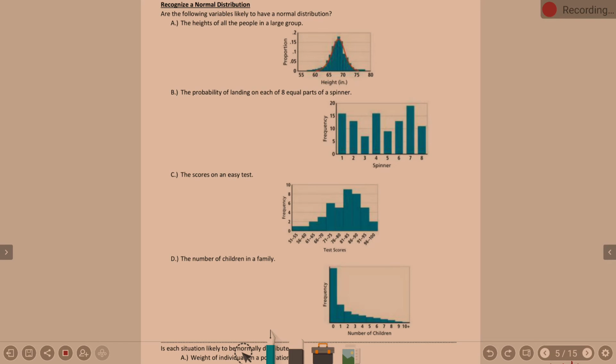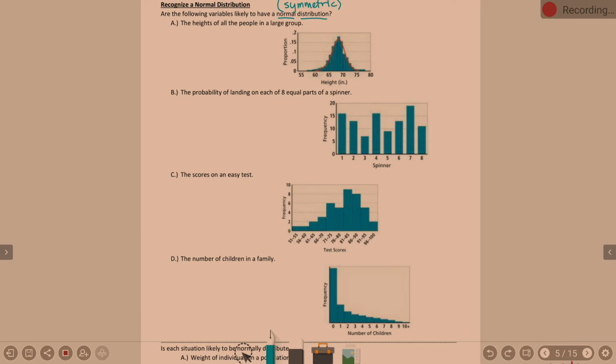So the first one up here, we want to know, are the following variables likely to have a normal distribution? And keep in mind, when we talk normal, that was how we talked about symmetric earlier, right? It's a normal distribution, it's symmetric, it's equal halves. So A is the heights of all the people in a large group. So if you have a large group of people, what do you think about their heights? I don't know. Morning class wasn't so sure about this one.